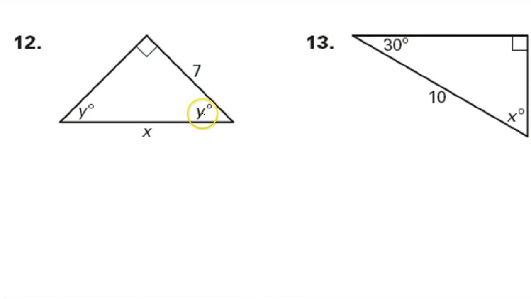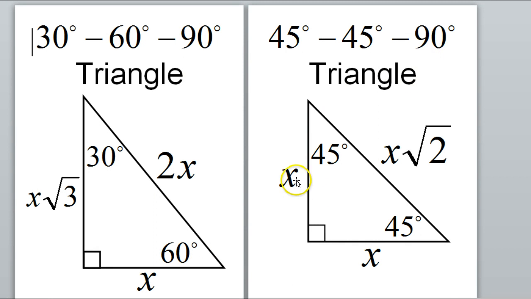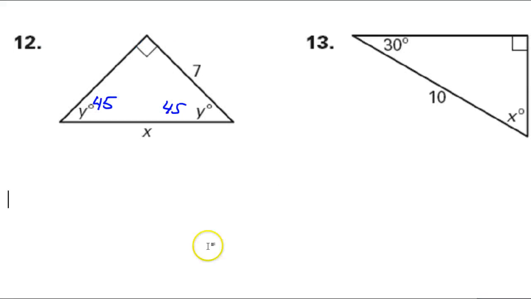Okay, you see that it's isosceles. So, the only way it's going to be an isosceles right triangle is if both of these are 45 degrees. So, kabam, that's Y. And then the pattern of the 45, 45, 90 triangle is leg, leg, leg radical 2. So that means the leg is 7. So 7, 7, and then 7 radical 2. So x is 7 radical 2 and y is 45.